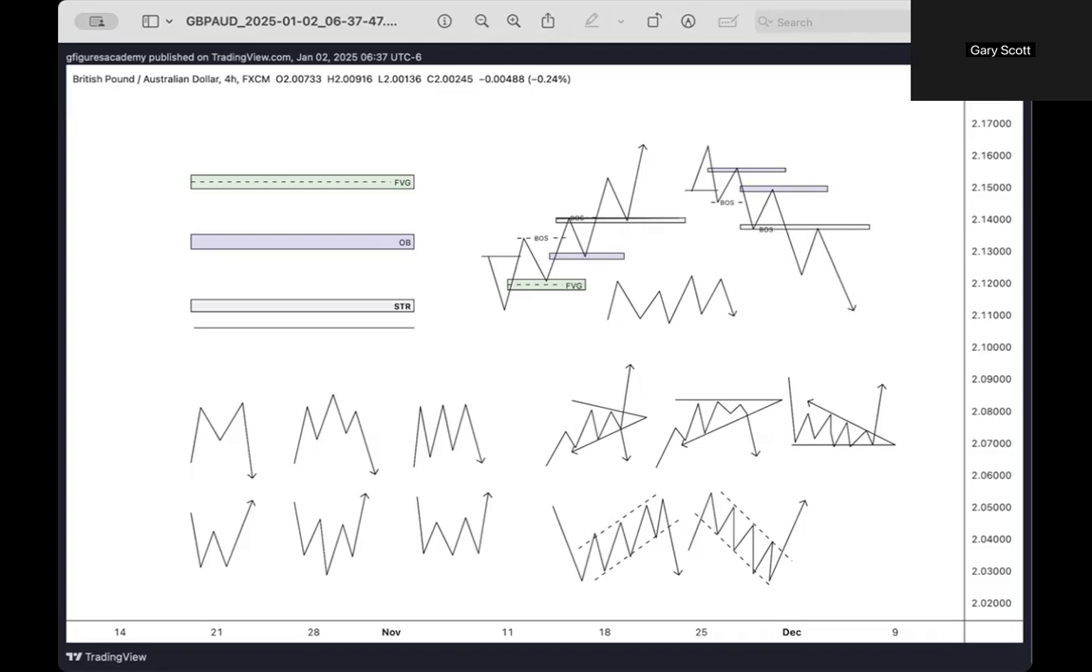All right. If that's made sense up until this point, type PO3 in the chat if this has made sense up until this point.